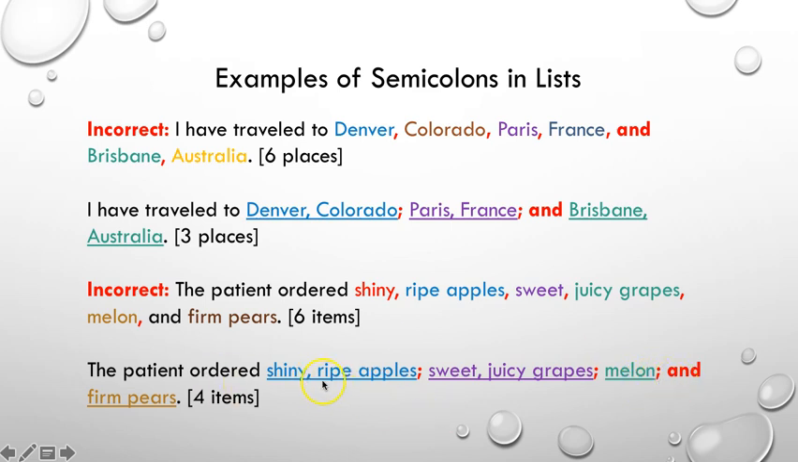The other alternative for this one is to put an and between the 2 adjectives instead of a comma. So if you said shiny and ripe apples, you could then use commas. Shiny and ripe apples, comma, sweet and juicy grapes, comma, melon, comma, and firm pears. So again, the issue is how many items on the list are we talking about? Are we talking about 6 items or are we talking about 4 items?